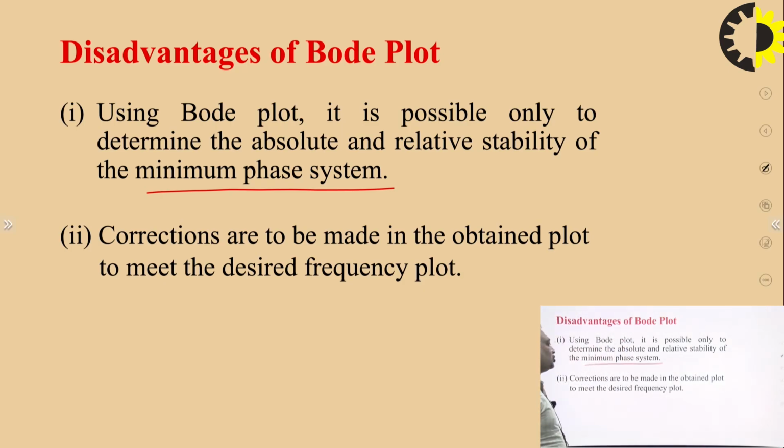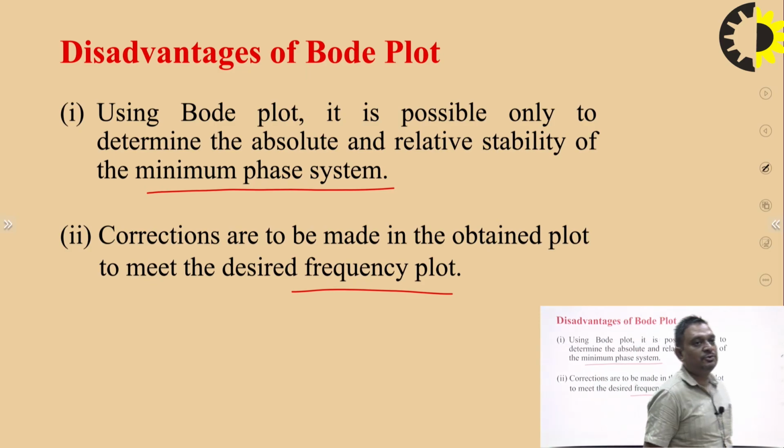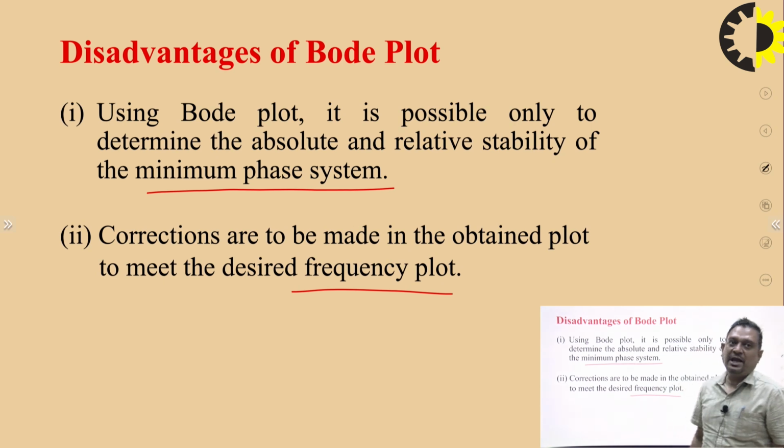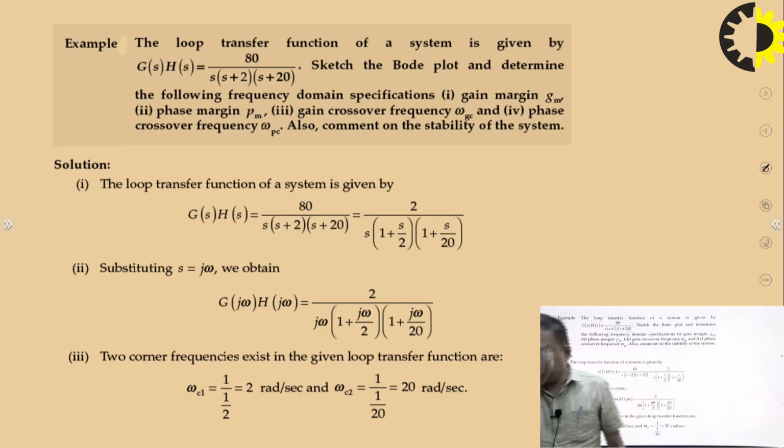And corrections are to be made in the obtained plot to meet the desired frequency plot. I have already told you that if we require the exact Bode plot, then we have to make some corrections on the asymptotic Bode plot. Only then will we get the exact Bode plot. Now let us take an example and see how we will draw the Bode plot. The loop transfer function of a system is given.